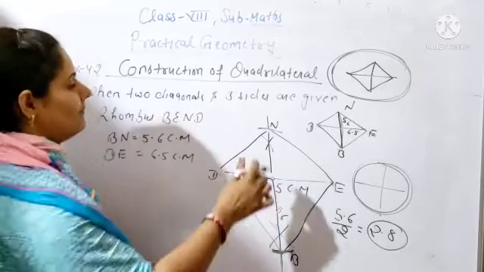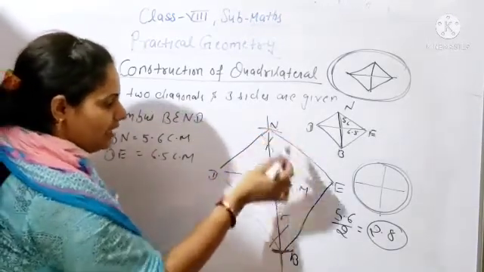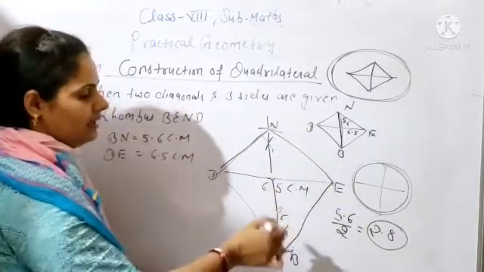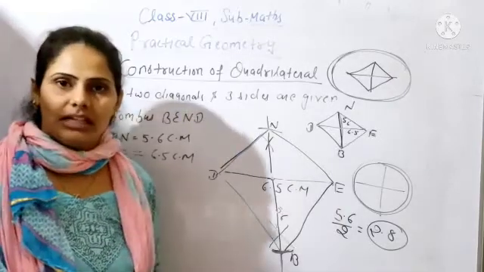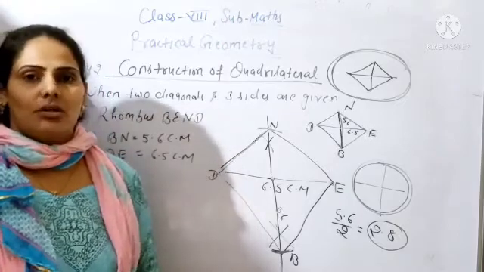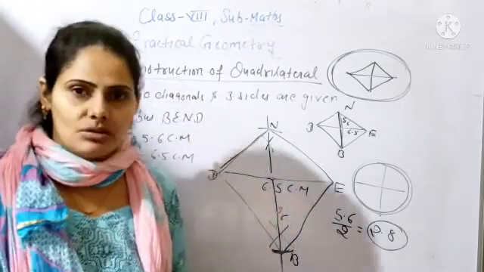Clear? So after that you will give the name of the diagonal NB and join the lines ND, NE, DB and BE. So this is your required quadrilateral BEND. Clear, all of you? So you have to complete your second exercise. This is all about today. If you have any doubt, please join the doubt class for the doubt session. Thank you so much, students.